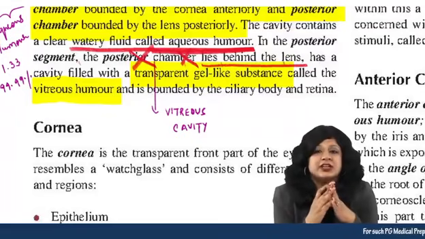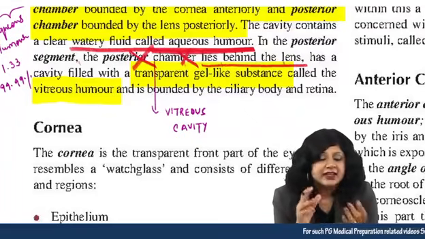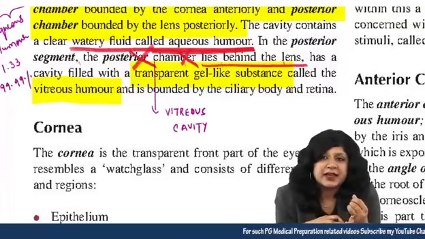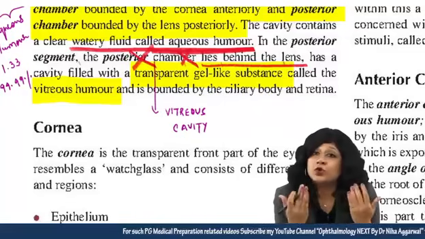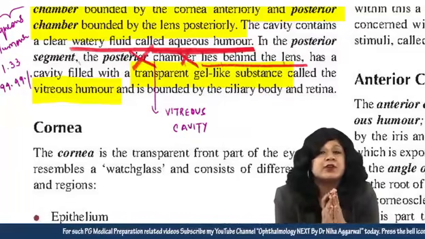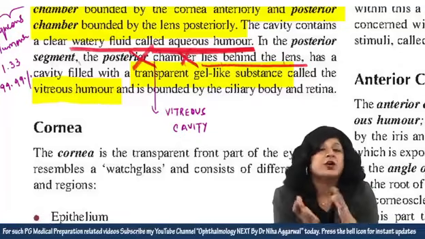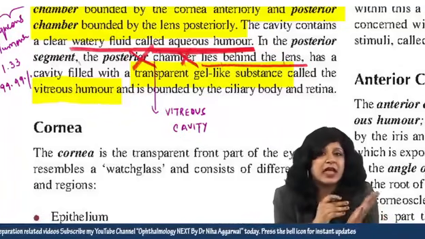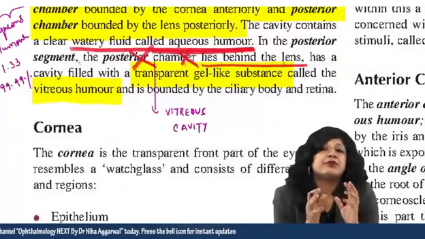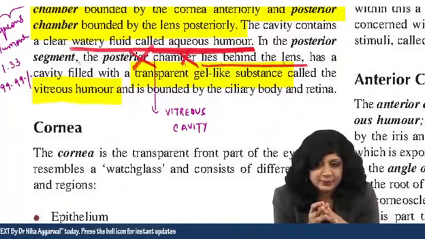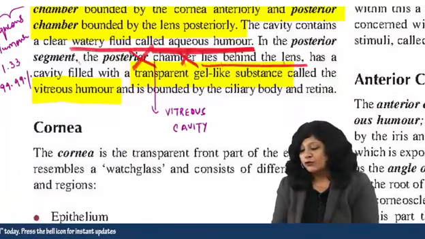So in this section, we have seen how the development of the eye takes place, what is responsible for maintaining the shape of the eyeball, what the different parts of the eyeball are, what the different segments are, how they are divided into anterior chamber and posterior chamber, and also what the different fluids present in the eyeball are. So that was all for today's session.